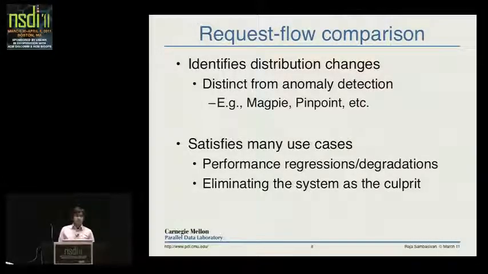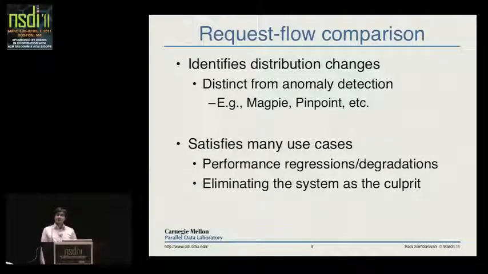So our approach of comparing request flows identifies distribution changes in request flow timing and structure. As such, it is distinct from anomaly detection tools, for example, Magpie and Pinpoint, where request flow comparison attempts to identify key steady-state changes in request flows between two periods. Anomaly detection tools attempt to identify rare requests that differ greatly from others within a single period.